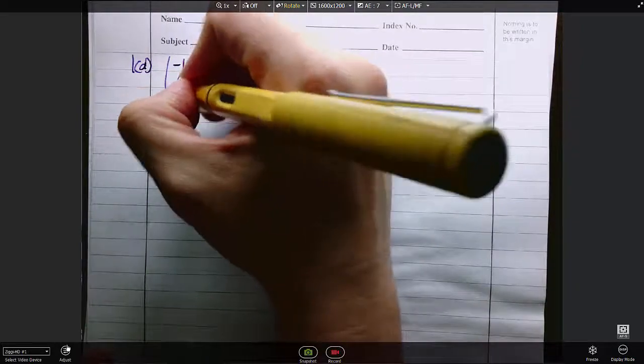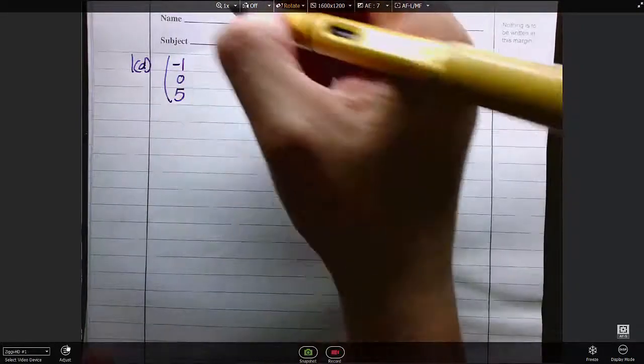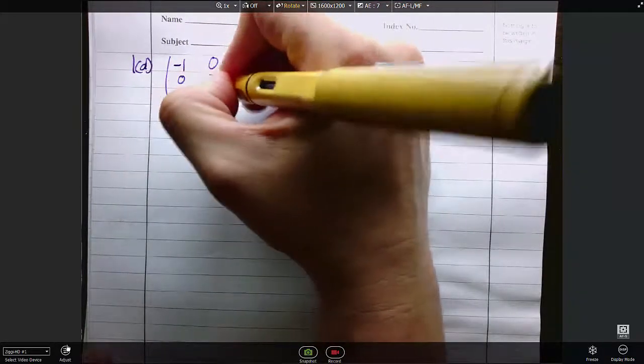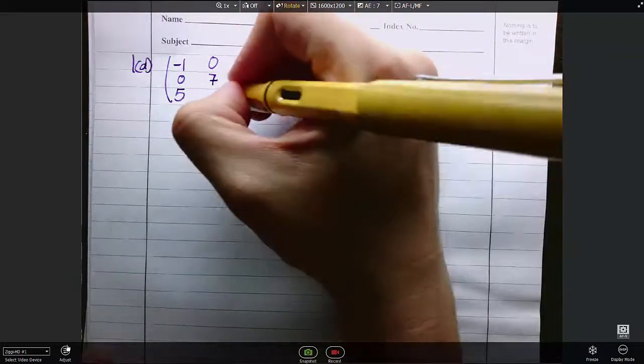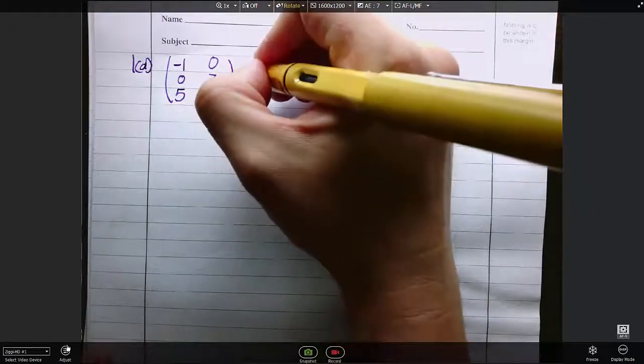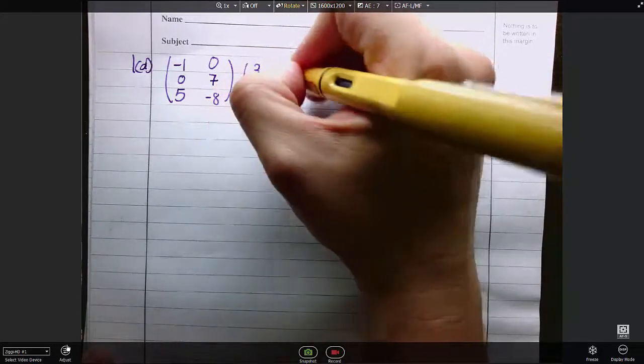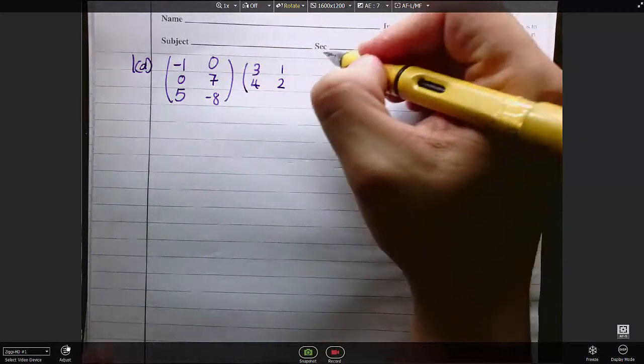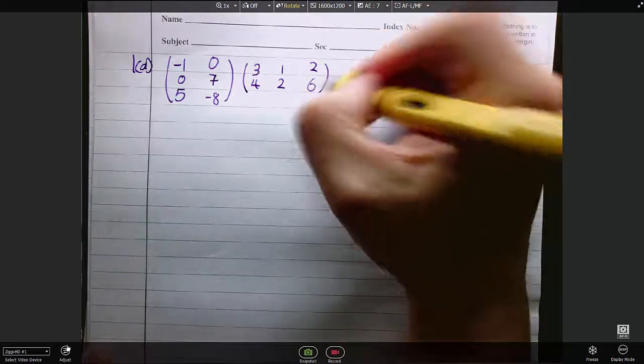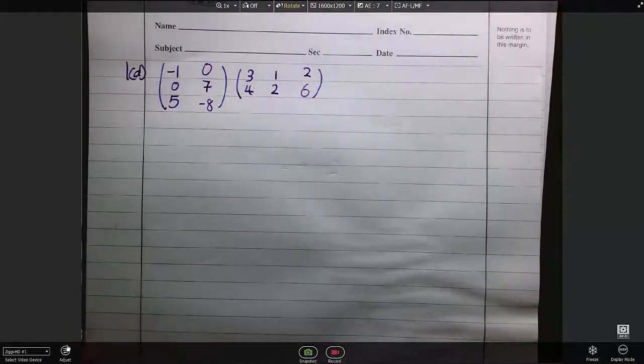Okay, 1D starts like this: -1, 0, 5, 0, 7, and -8. We will attempt to multiply this to... okay, first and foremost, we must check whether these two matrices can be multiplied.